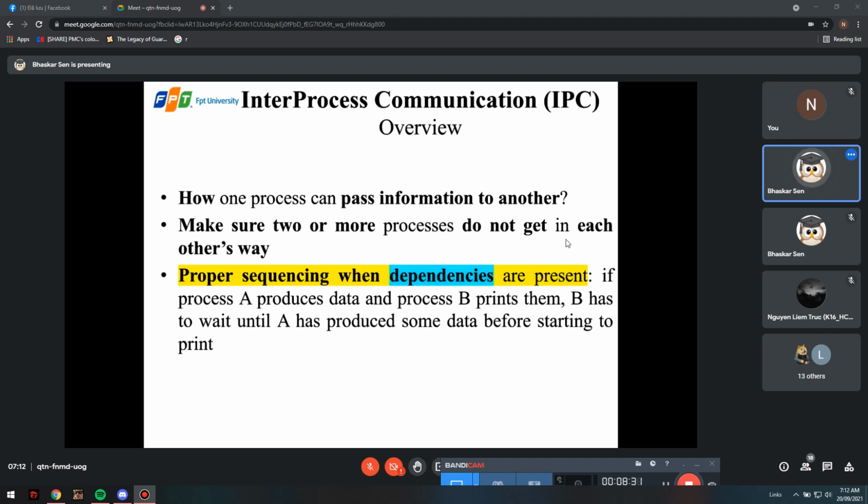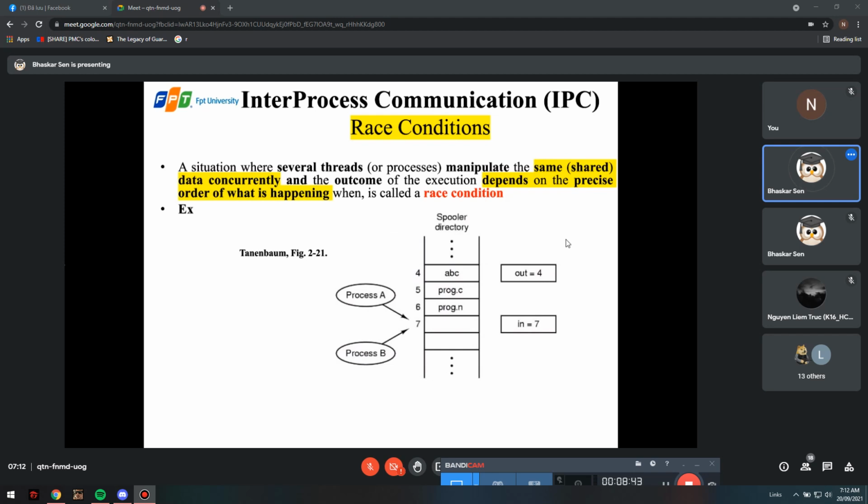We have to enforce proper sequencing or synchronization. If in case we can't do that, then what happens? Then there will be a race condition. As you can see on your slide now, this, by definition, is what we call race condition.